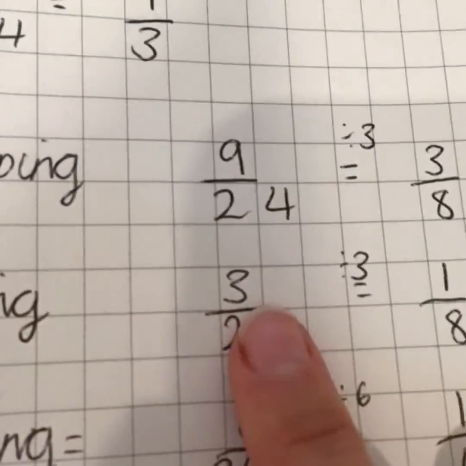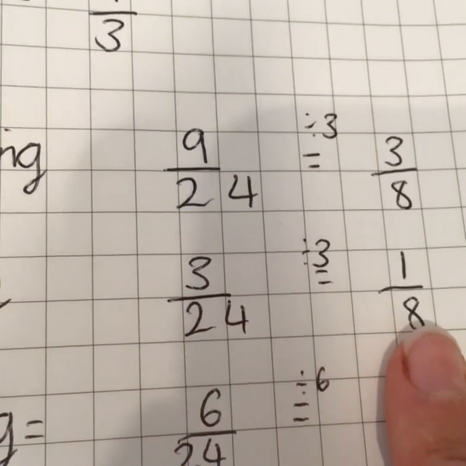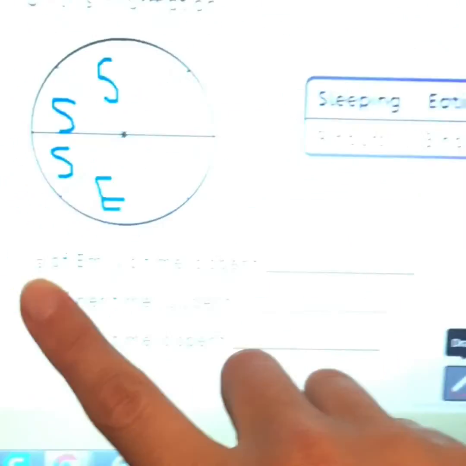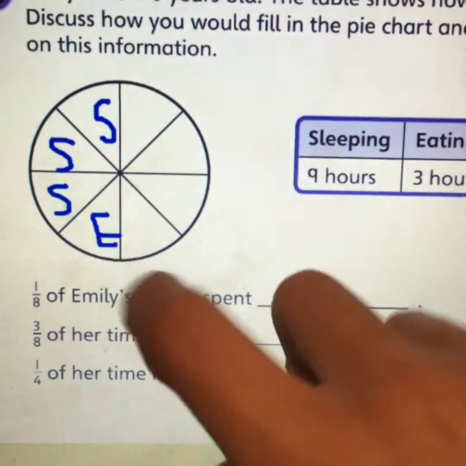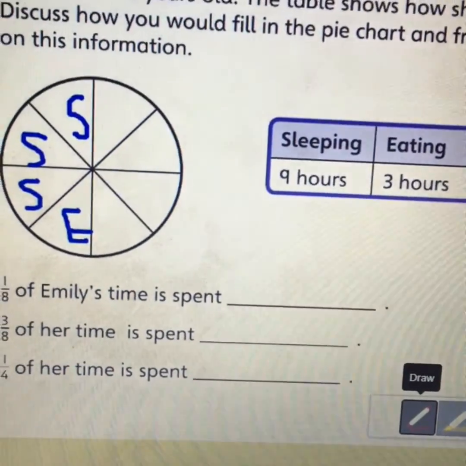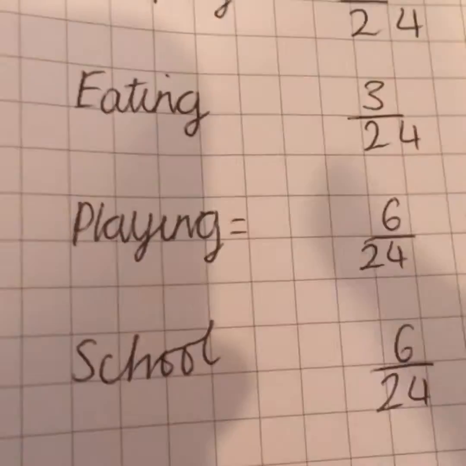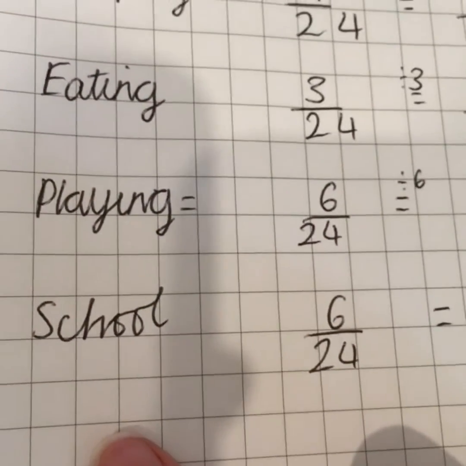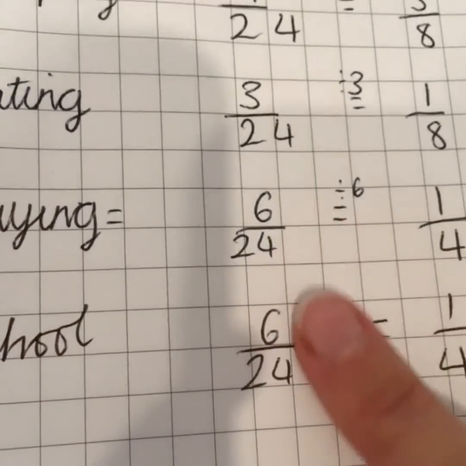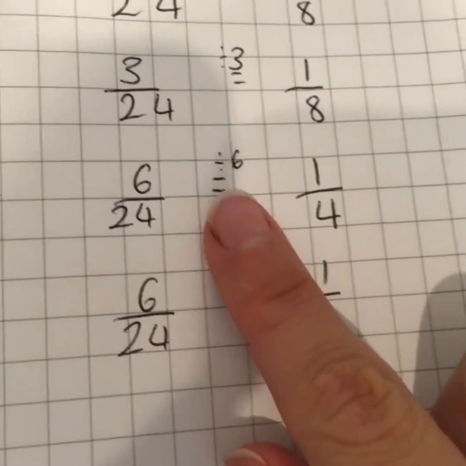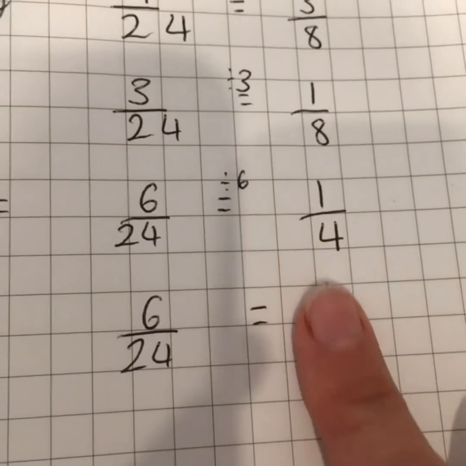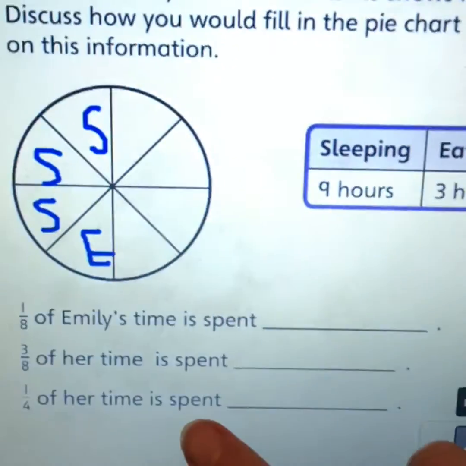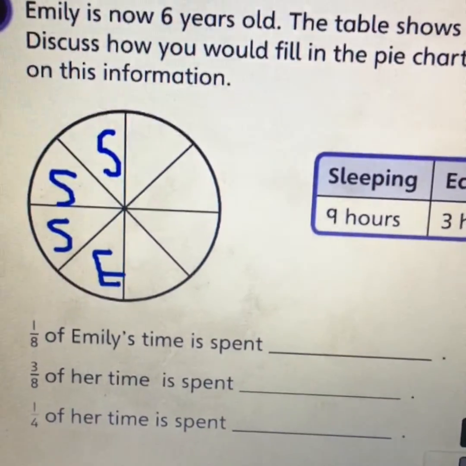Eating then, she spent 3 out of 24 hours, which is the same as 1/8. So 1/8 of her time is spent eating, and I've done an E there in the pie chart to represent that 1/8 being eating. Right, playing and school, she spent the same amount of time. She spent 6 hours. So it was 6 out of 24 hours for both of them. Simplify them both by dividing them by 6. So she spends 1/4 of her time playing and 1/4 of her time at school. So that last one, 1/4 of her time is spent playing and at school.